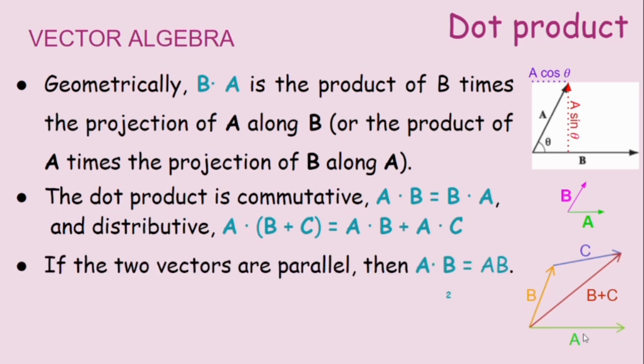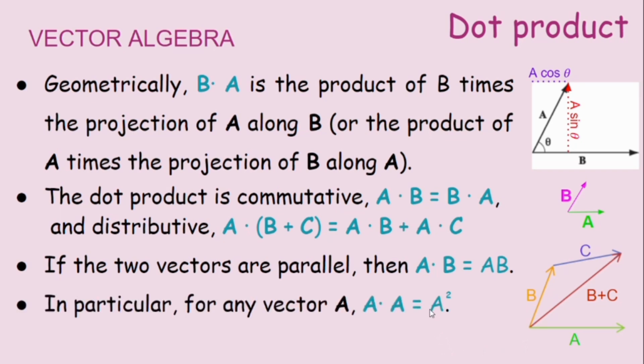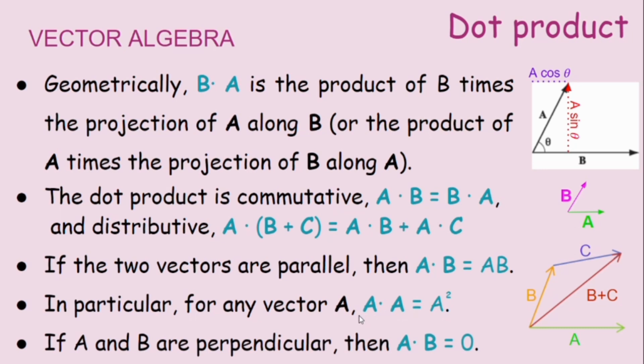Now we will see that if we have two vectors parallel, then A dot B will be equal to AB, because cos 0 equals 1. So if we have a vector A and we take its dot product with itself, its magnitude will be A square. Now we will see that we have two vectors A and B and they are perpendicular to each other. So their dot product will be 0, because cos 90 equals 0.